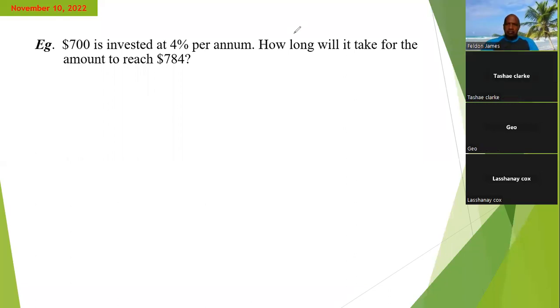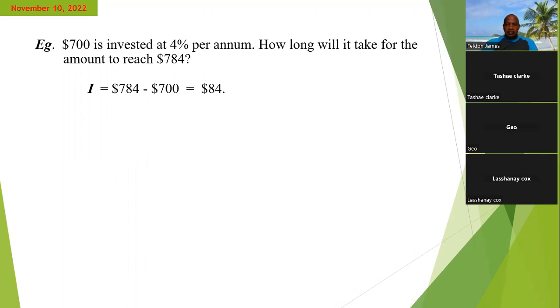Okay. So the formula will be T equal. So first I subtract the 784 from the 700 and leave 84. So you get your interest to be that. Yes, sir. And then now I use T equal.